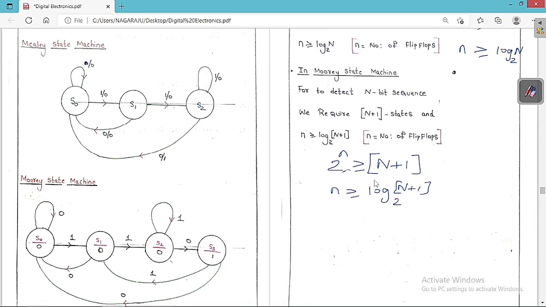So you can see clearly from this picture also, in order to get the 3-bit sequence, we are going to require the 4 states in the relay state machine. So this is the concept. These 2 formulas you always have to keep understanding, and you have to remember these 2 things.